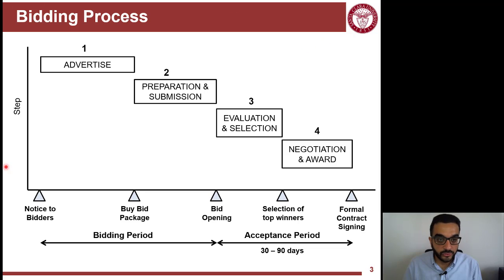So bidding goes through these four main phases: advertisement, and then preparation and submission by the bidders, evaluation by the owner, and then negotiation and award between the owner and the selected winner.